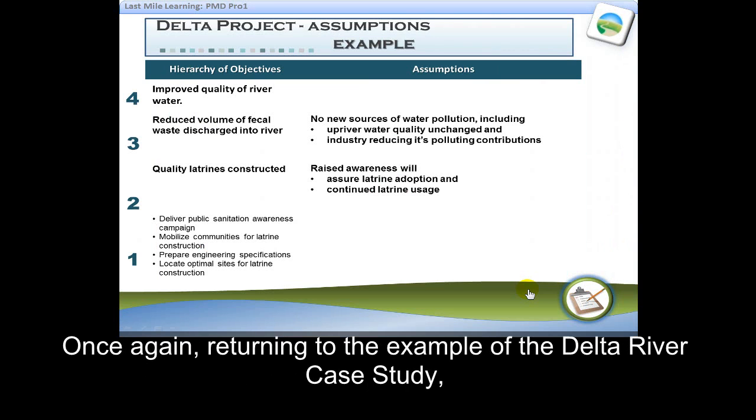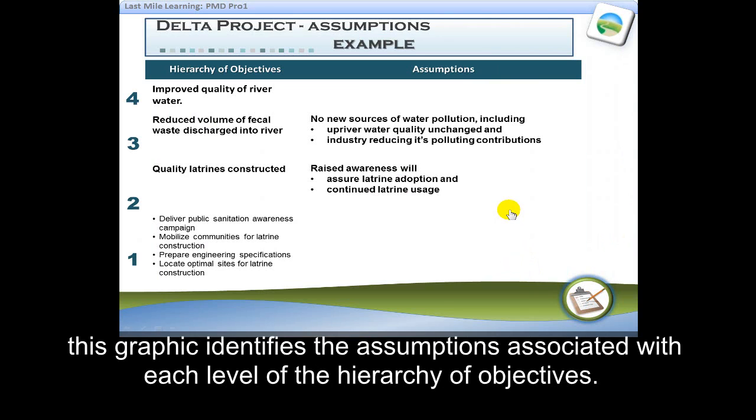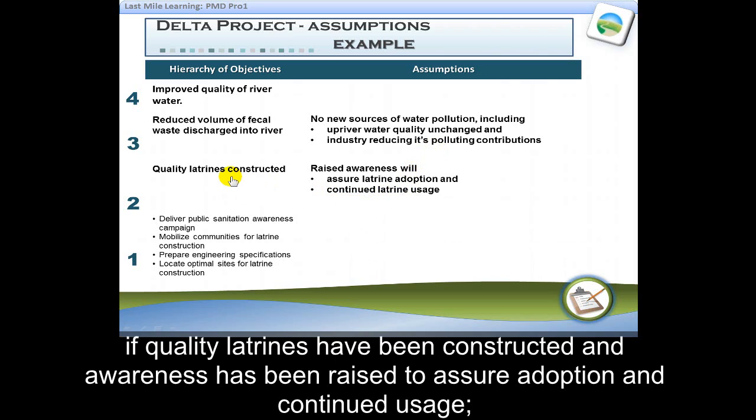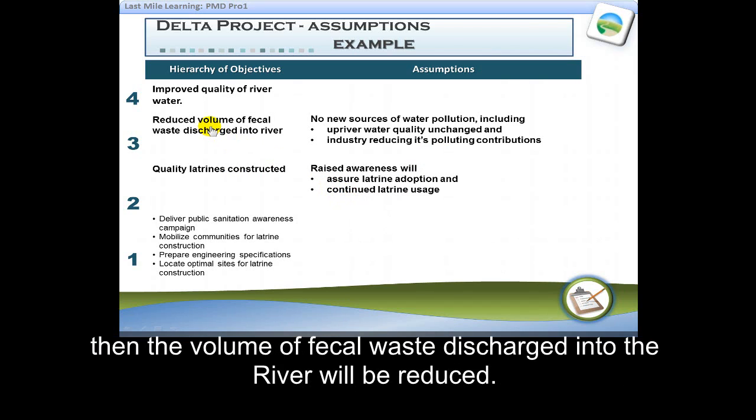Once again, returning to the example of the Delta River case study, this graphic identifies the assumptions associated with each level of the hierarchy of objectives. The horizontal logic at the outputs and outcome levels would read something like this. If quality latrines have been constructed and awareness has been raised to assure adoption and continued usage, then the volume of fecal waste discharged into the river will be reduced.